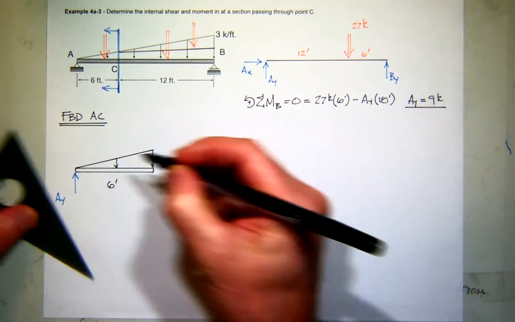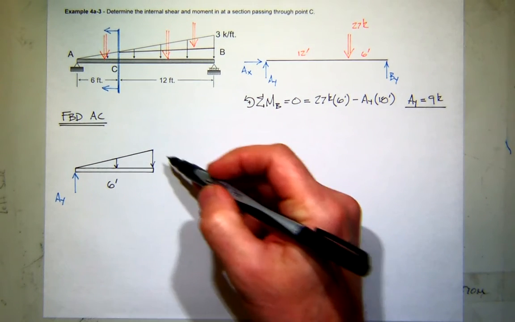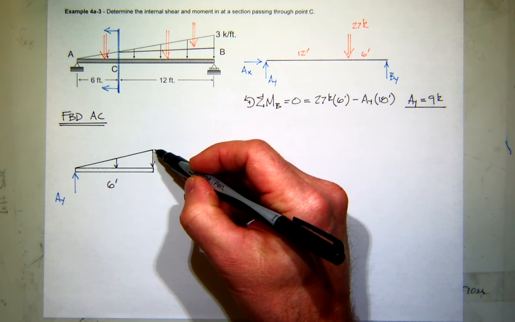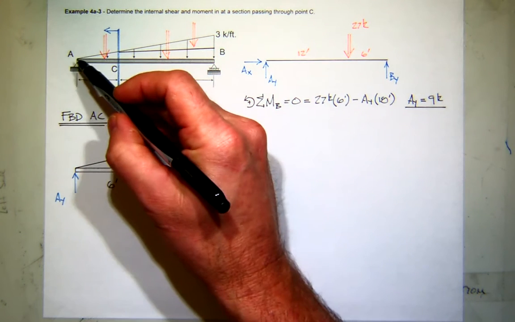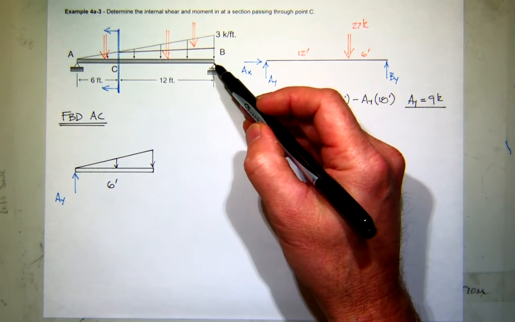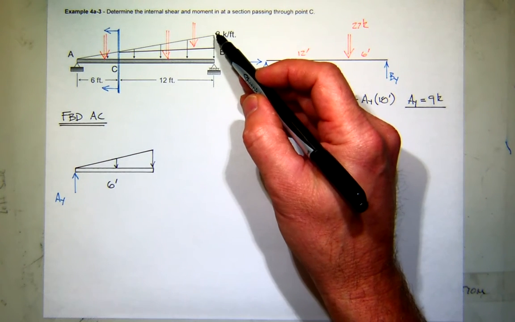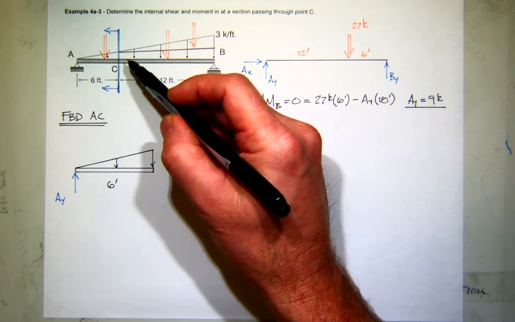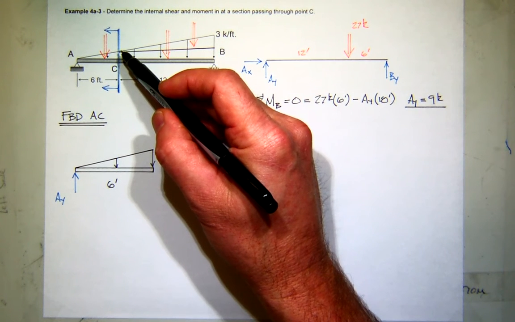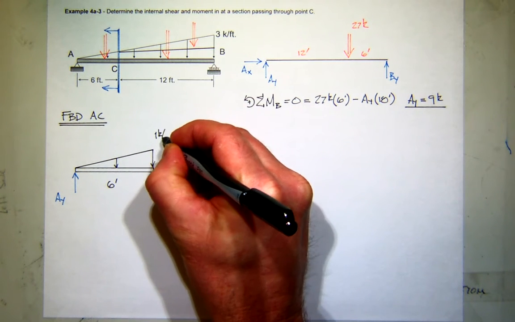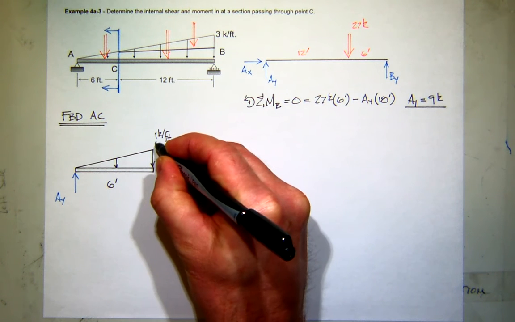And one thing we need to find out right now, I didn't know, is what is the intensity of the load right here at 6 feet? Well, I know that all the way down here at the end, which is at 18 feet, it has a value of 3. So similar triangles should tell me that at 6 feet it should have a value of 1/3 of that, so it should be 1. You guys see that? So that should be 1 kip per foot is the loading right there.